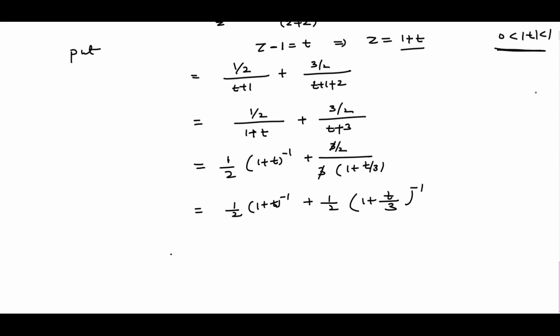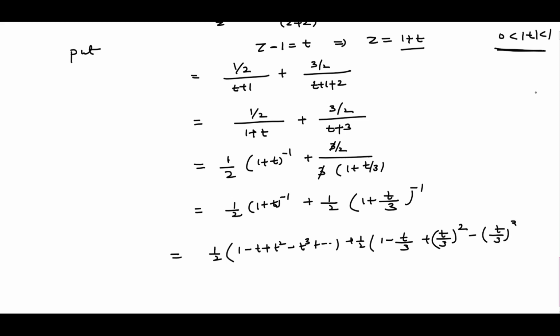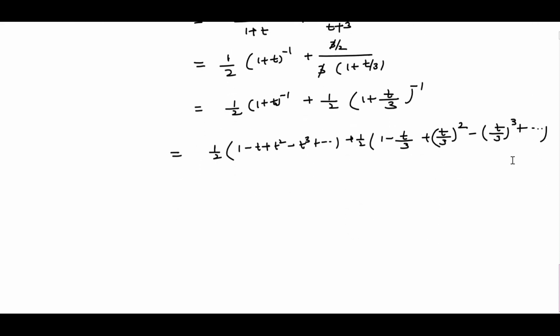So we can put 1/2 in bracket (1 - t + t^2 - t^3 + ...) plus 1/2 (1 - t/3 + (t/3)^2 - (t/3)^3 + ...). So this is our required series. So now we can replace t by (z - 1).